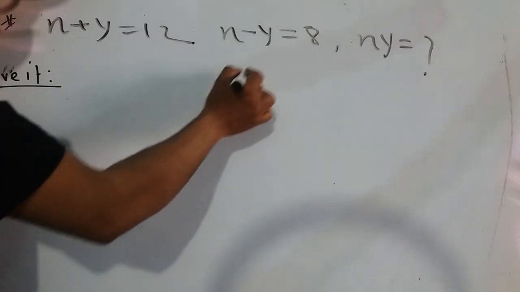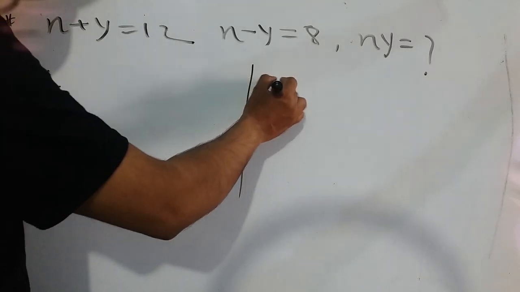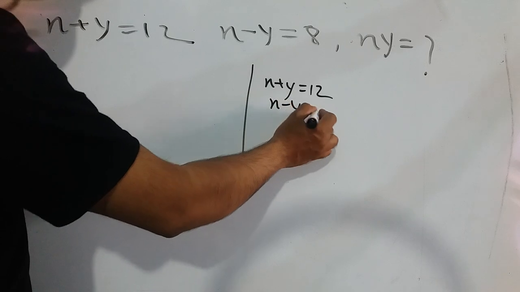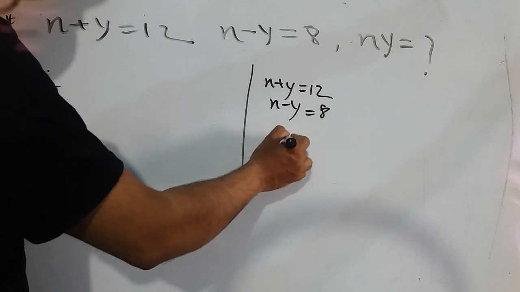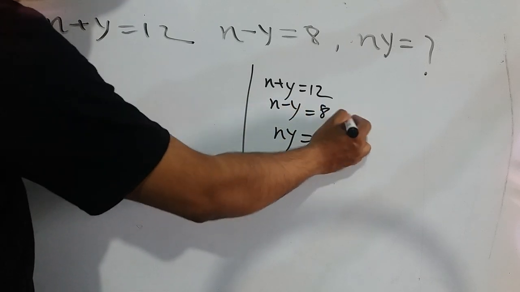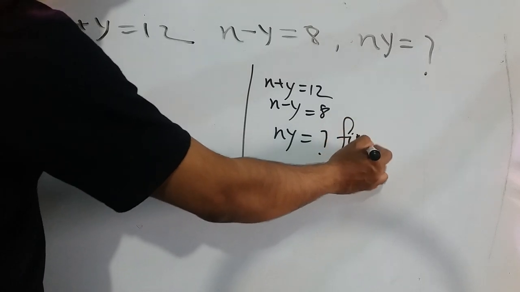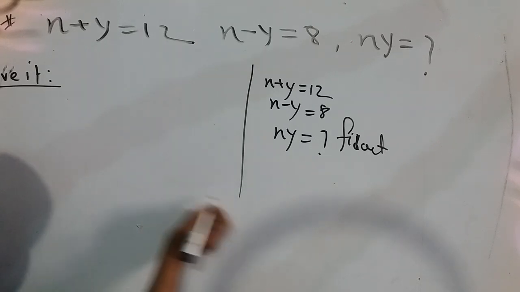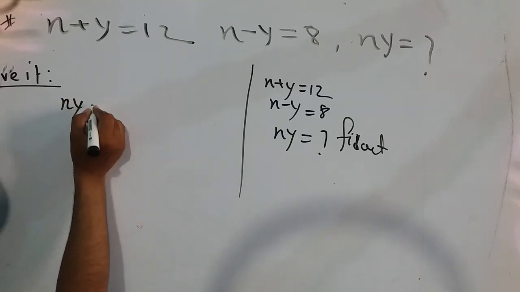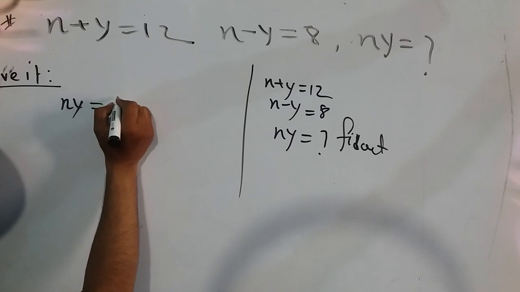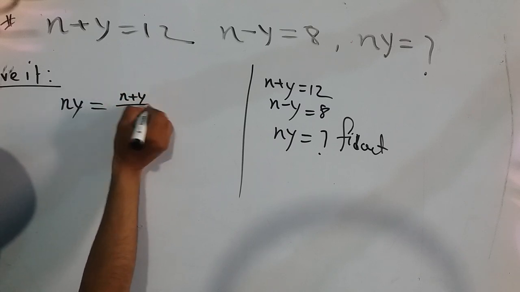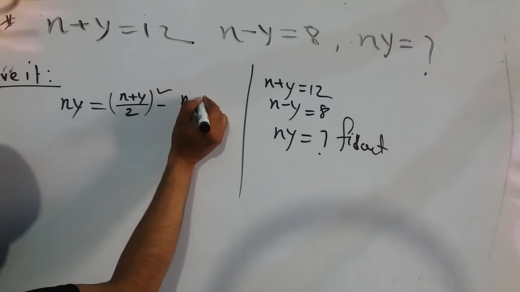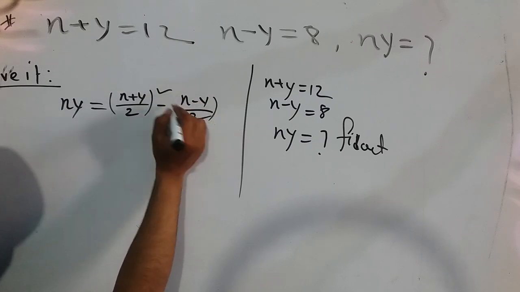First, we write down here x plus y equals 12, x minus y equals 8, and we find out the value of xy. We can find xy by using the formula: xy equals ((x plus y) divided by 2) whole square minus ((x minus y) divided by 2) whole square, right?